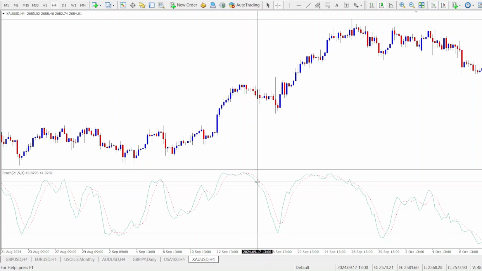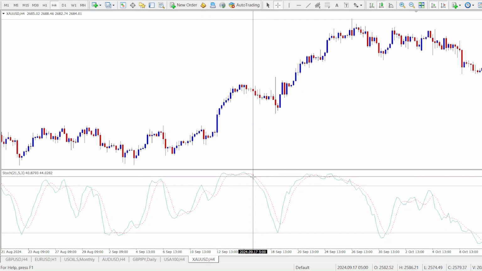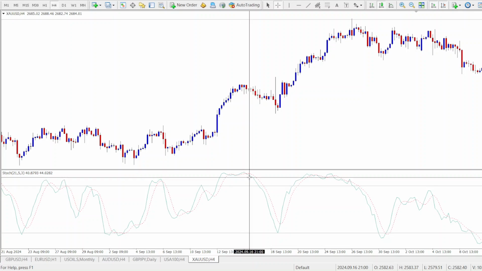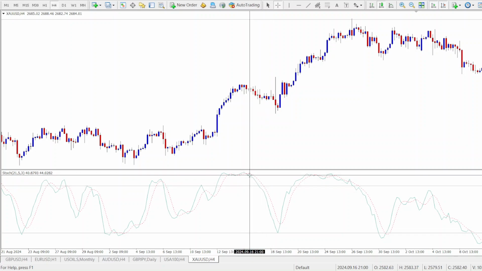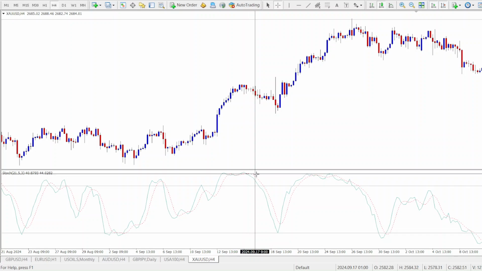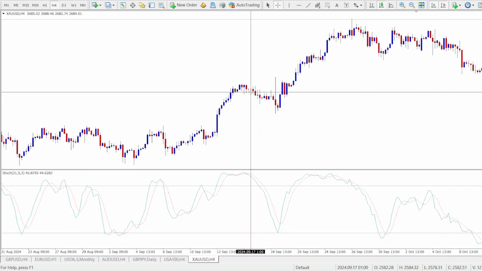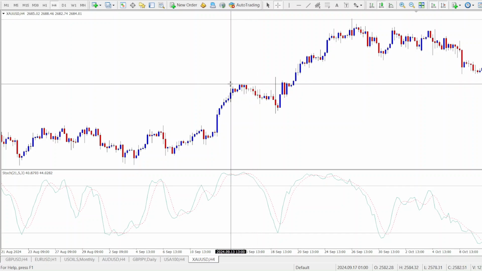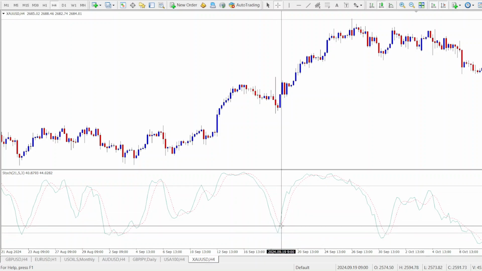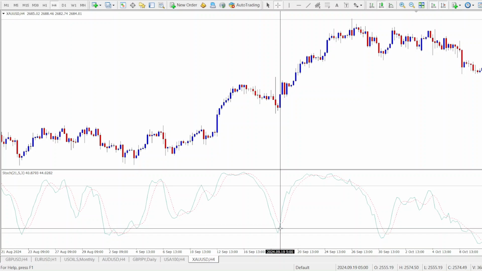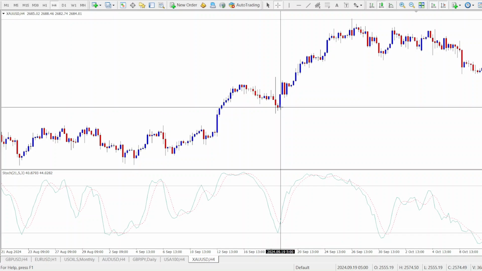When you have the stochastic in the overbought territory, the main line crosses below the signal line, and both of them cross below the 80 level, you have a sell signal, all right? Even before the indicator crosses below the 80 level, once that bearish crossover has already happened, you have your sell signal. So we would have considered entering a sell right about here, and then the stop loss could have been above the swing high. For your take profit, you can just use the stochastic to determine it, right?